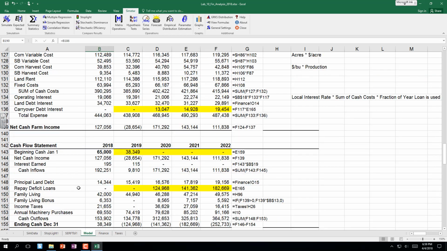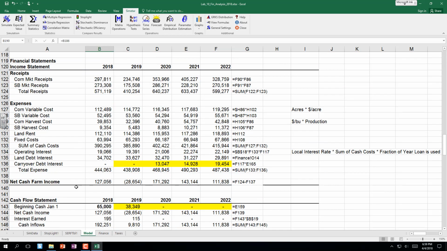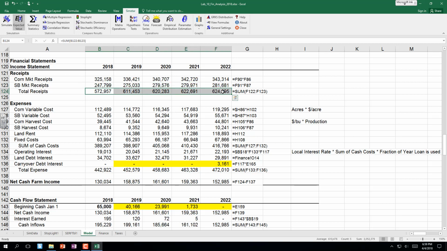Okay? Now, in terms of finding mistakes in this thing, here's where I recommend you look. Don't come and see me. Come and see me if you have a problem. What you have to do, go to expected value and check your total receipts. That's the first place to look. And if you have a mistake there, check in the receipts for each individual source of receipts. Then, if your receipts are okay, you go to the sum of cash costs and you check that. And if you have a mistake there, then find out which one it is.